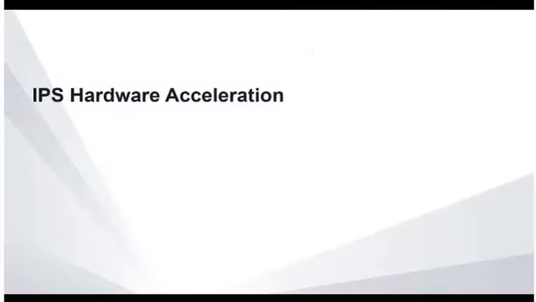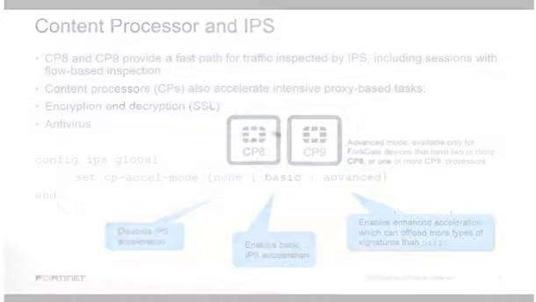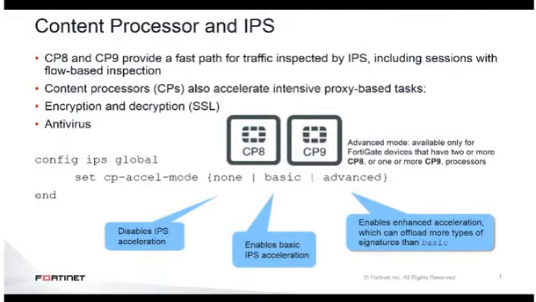In this section, you will learn about hardware acceleration options for IPS inspection. The CP is a coprocessor for the CPU. It accelerates many common resource-intensive, security-related processes. Since the very first FortiGate model, Fortinet has included a CP in the design. The CP works at the system level.